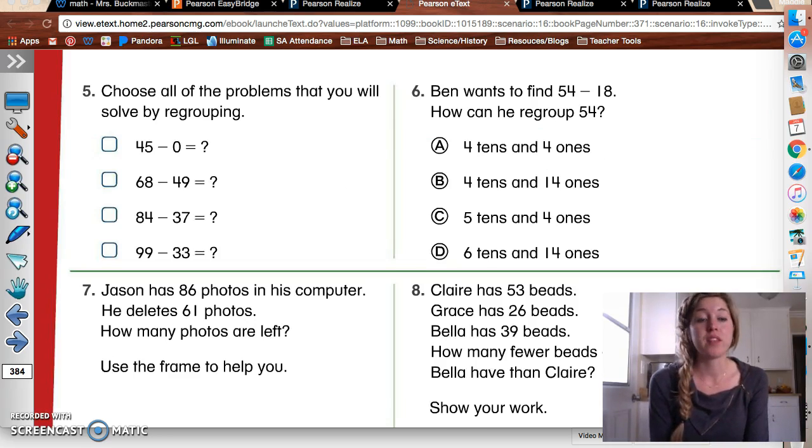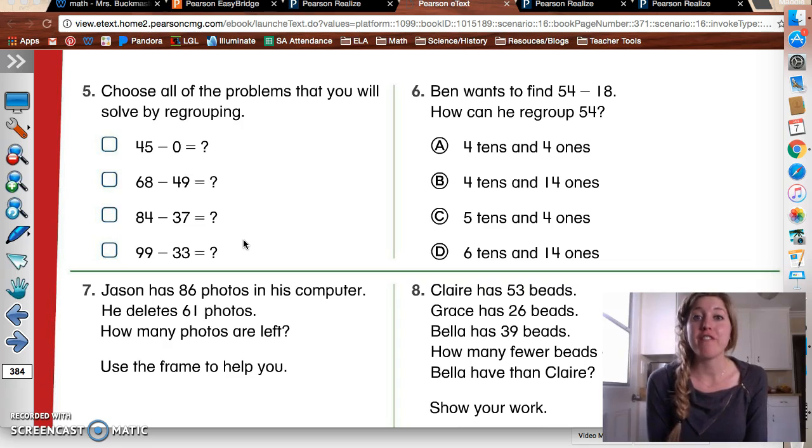Number 5. Choose all of the problems that you will solve by regrouping. So you're going to look at each of these problems and decide, do I need to regroup? If yes, you'll check that box. If no, you will not check the box. Do that for each one of these 4. Pause and decide.